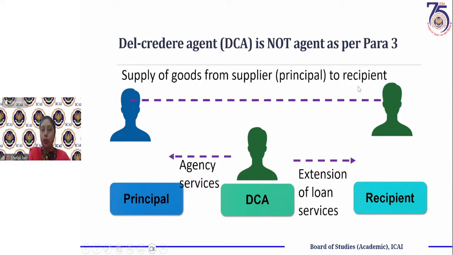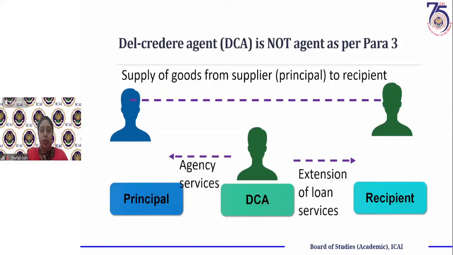And the del credere agent is extending a loan to the recipient for ensuring the payment to the principal. The del credere agent is providing agency services. So here, when he is not an agent as per para 3, three transactions are taking place. First is supply of goods by principal to recipient. Because he is not an agent as per para 3, supply of goods by principal to del credere agent and by del credere agent to recipient will be only one transaction, supply of goods by supplier to recipient, because the supplier is issuing the invoice. Second, the del credere agent is providing agency services to the principal. Third, he is extending a short-term loan to the recipient because he has to ensure the payment by the recipient. So: supply of goods by supplier to recipient, agency services by del credere agent to principal, and loan services by del credere agent to recipient.